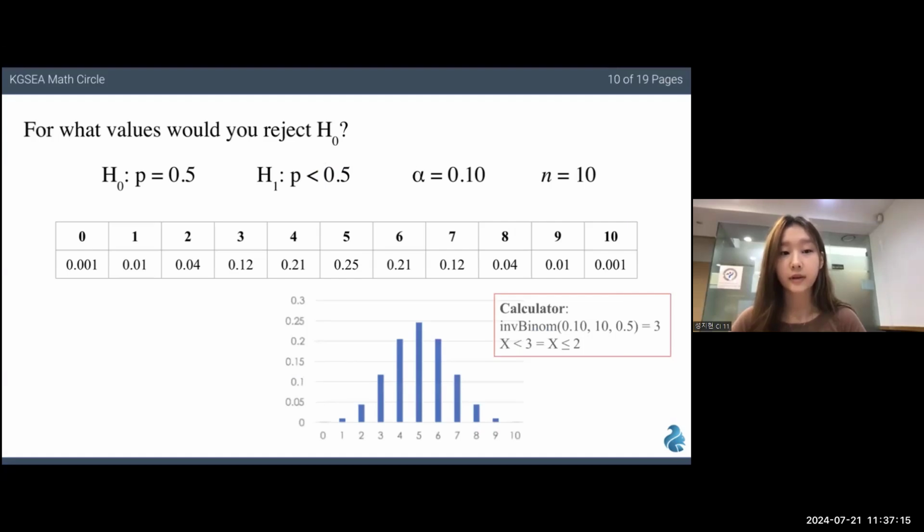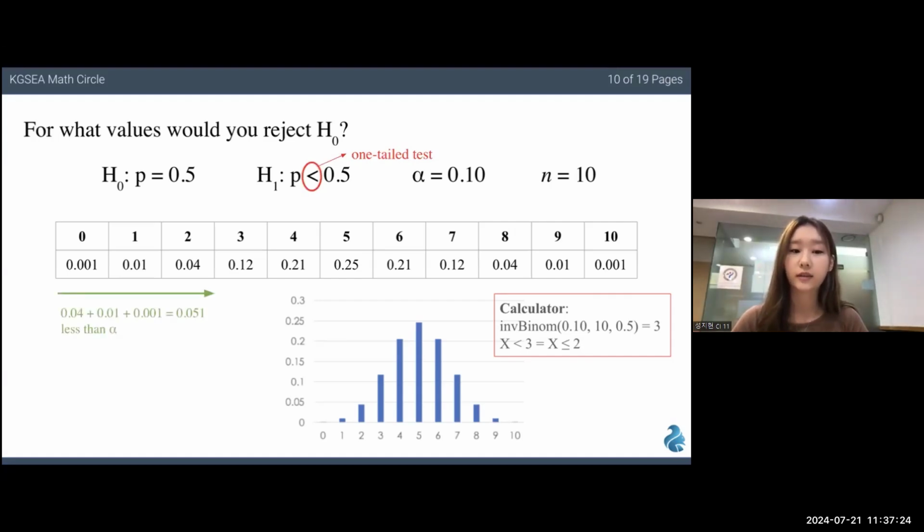In the other case, for what values would you reject the null hypothesis? Again, note that it's a one-tailed test, but it's where p is less than 0.5. So looking at the left-hand side of this distribution table, you realize that up to 0, 1, and 2, the cumulative probability is 0.051, which is less than the significance level. And up to the 3rd, the cumulative probability is 0.171, which is greater than the significance level, so it's not going to be in the critical region.